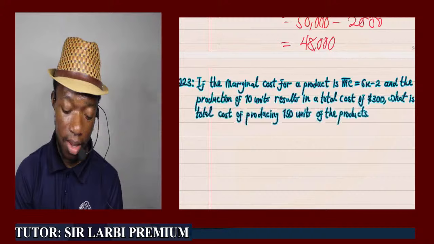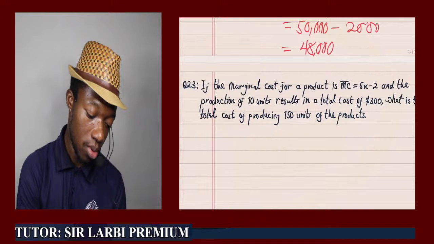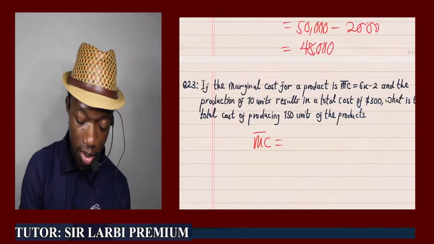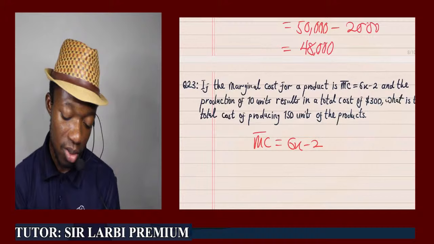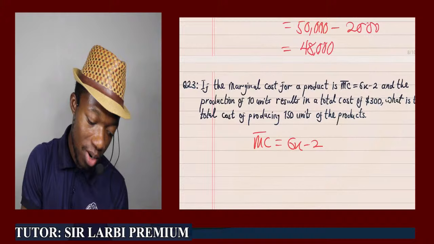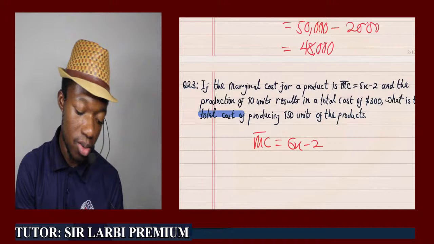So how do we go? Now we have our marginal cost equal to 6x minus 2. Whatever you want to do, you just have to integrate the marginal cost so that we get the original cost function, and that will help us find the total cost. We are asked to find the total cost. It didn't say what is the marginal cost, it said what is the total cost. So we need to find the total cost function so that we can do the substitution of 150 in there.